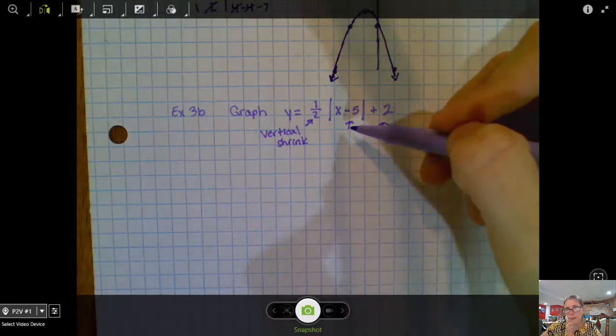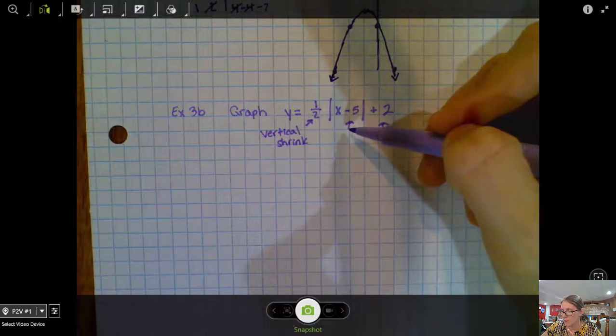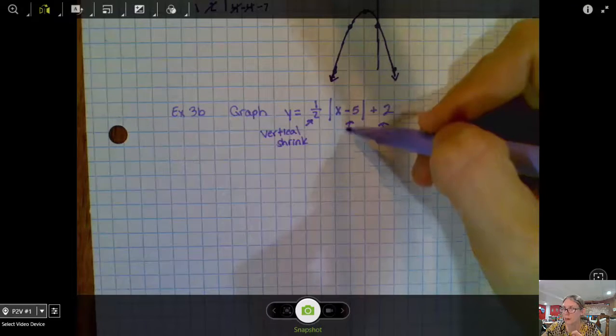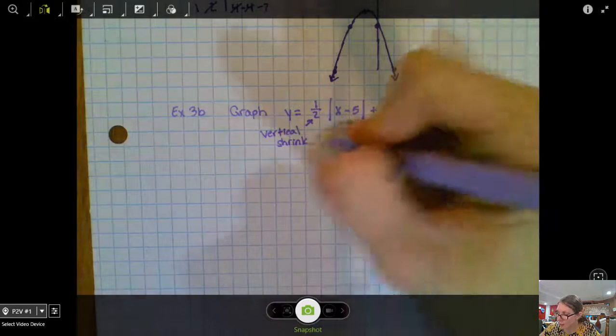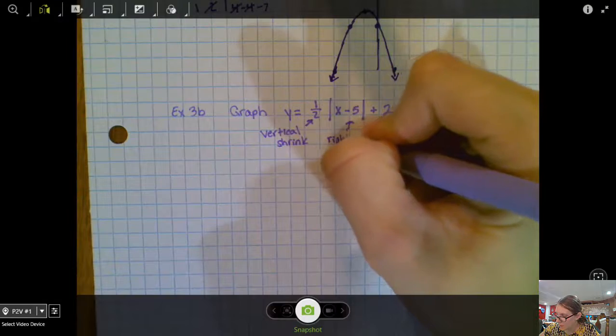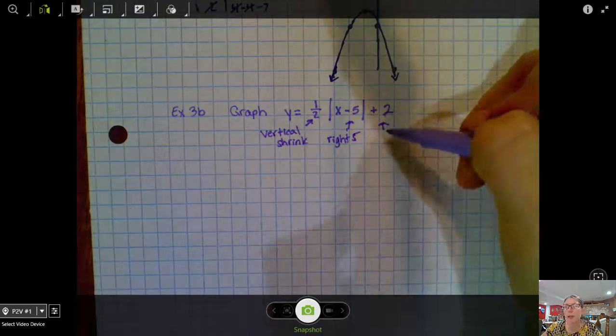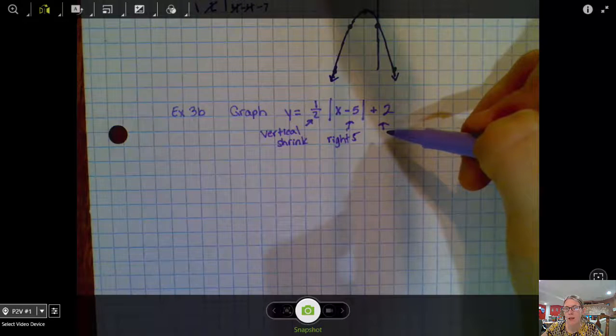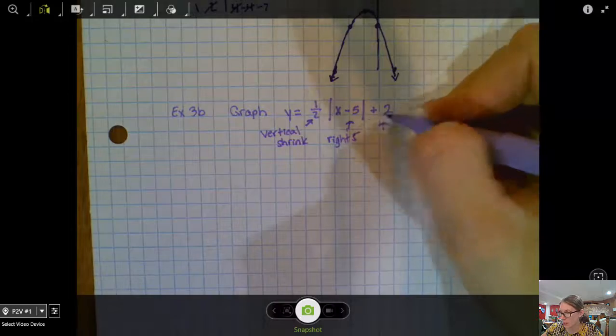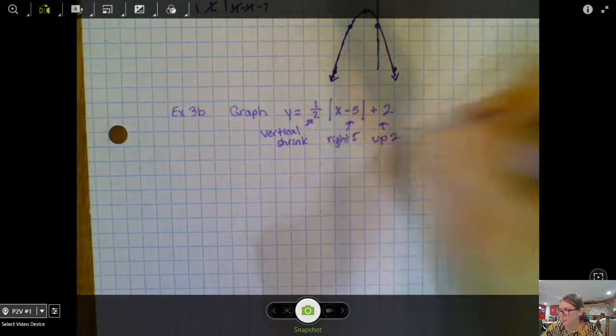This minus 5 is on the inside. Inside affects our graph horizontally, left and right. And that's the opposite of what we think. So this minus 5 is really going to go right 5. And then the plus 2 here, it's outside, which affects our graph vertically and does what we think. Plus 2 goes up 2.